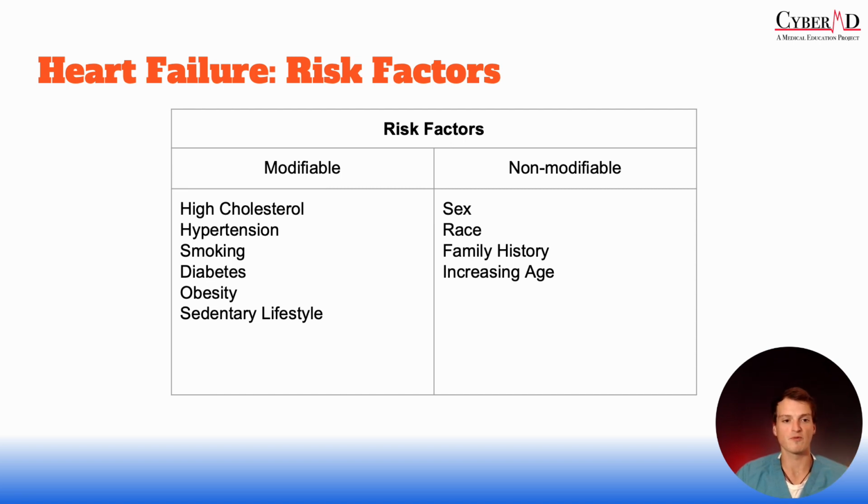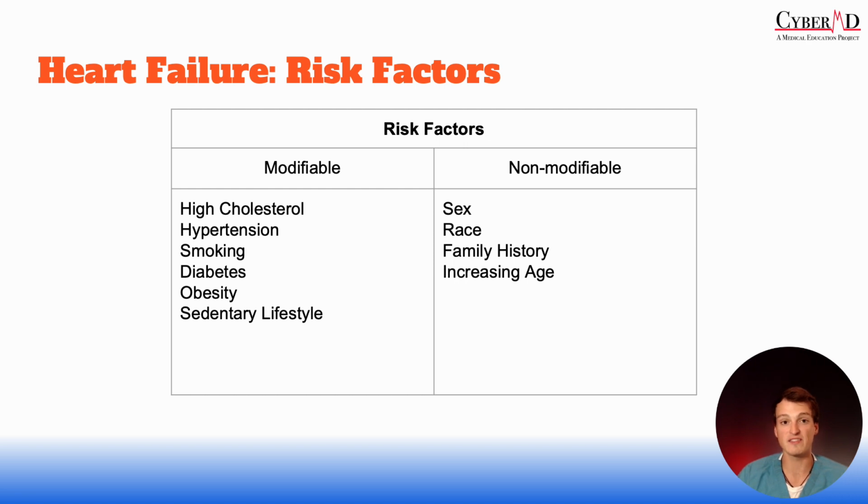And so our modifiable risk factors here are going to be high cholesterol. Remember that can lead to atherosclerosis, and that in turn can narrow the arteries, harden the arteries, make the heart work a lot harder, and potentially lead to heart failure. Remember that hypertension forces the heart to work harder than it should, and over time that can weaken the heart muscle. Smoking can damage the heart and the blood vessels, leading to the buildup of those fatty plaques similar to high cholesterol, and that can increase the risk of atherosclerotic processes and subsequent heart failure.